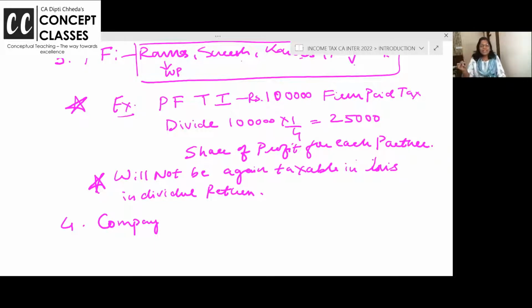To answer his question and for everyone in the class: the firm gives salary to the working partner. Will this salary be taxable in the hands of Ramesh? Yes. Why? Because the firm has not paid tax on it. This 1 lakh rupees is earned by the firm. The firm has paid the tax and then divides it among all the 4, so that share is not taxable in the hands of the partner. But the salary received by the partner will be taxable in his individual return. Is this clear to you?